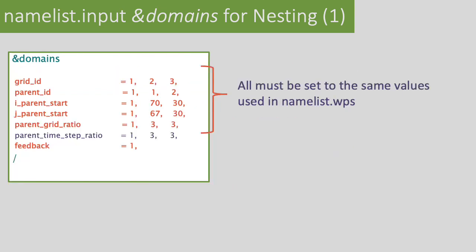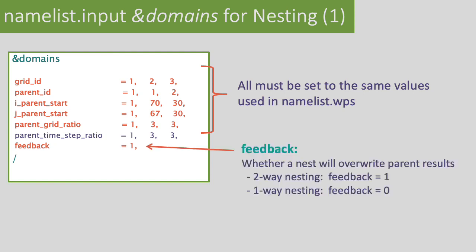Also in the domains record, you'll find the settings for grid_id, parent_id, i_parent_start, j_parent_start, and parent_grid_ratio. These should all be set to the same values used in the WPS namelist. This is also where you will set feedback to indicate whether you want to use one-way or two-way nesting. And finally, parent_time_step_ratio, which I'll explain on the next slide.